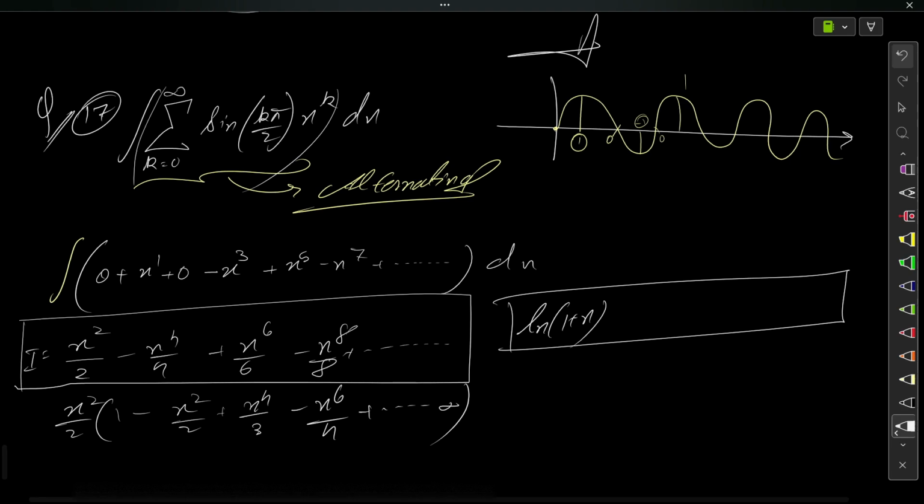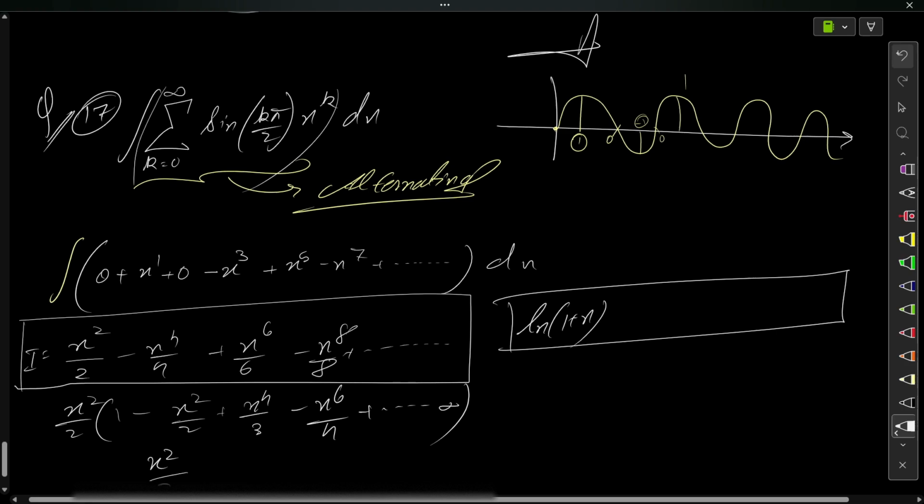So this tells that this could be written as x square by 2 multiplied by ln of 1 plus x plus c, right? Next.